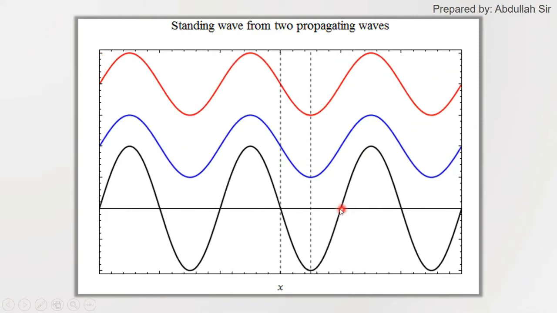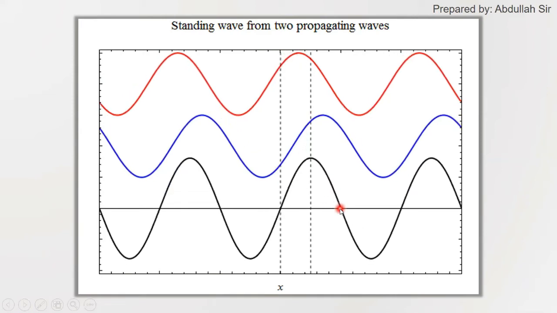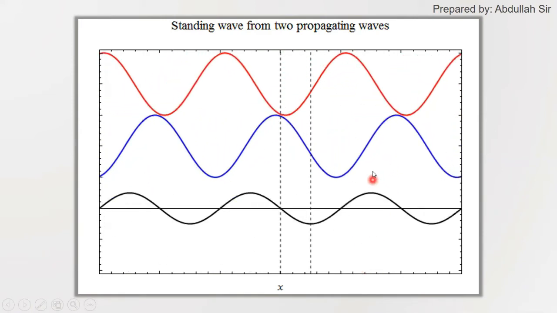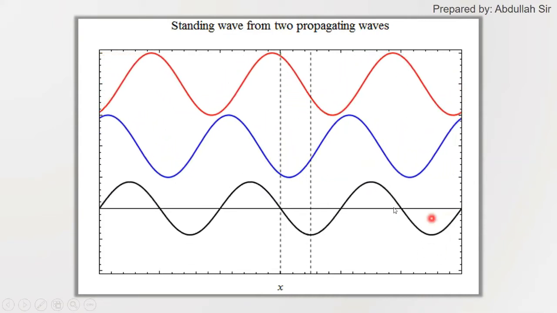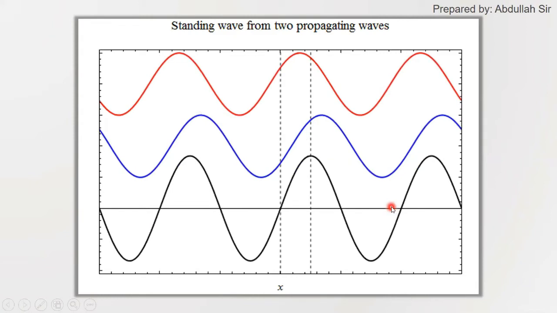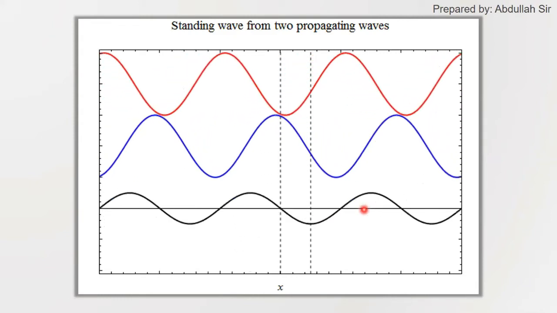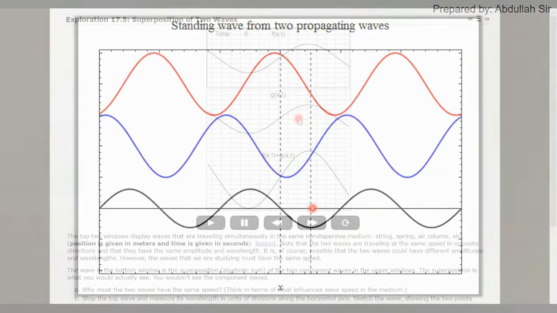This point is minimum displacement, it is called node. This point is maximum displacement, it is called as antinode. Node, antinode, node, antinode, these are the points of the medium at which we are getting minimum and maximum amplitude, and these points we will get alternately.